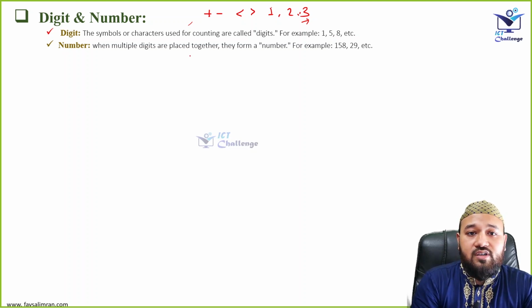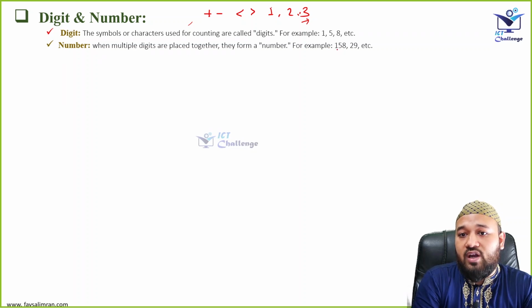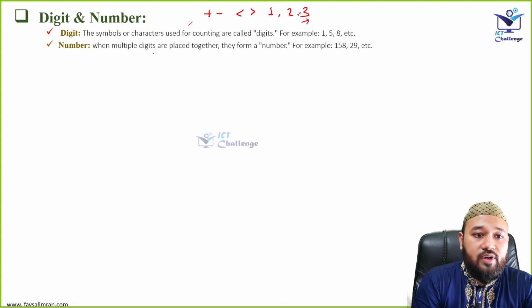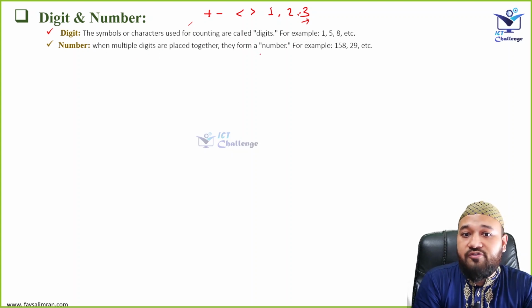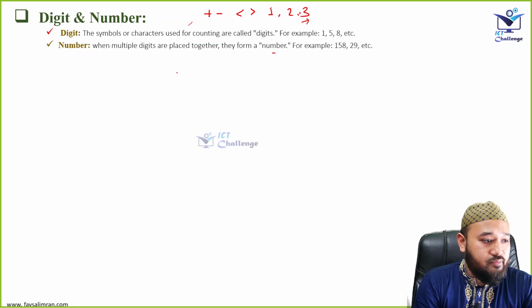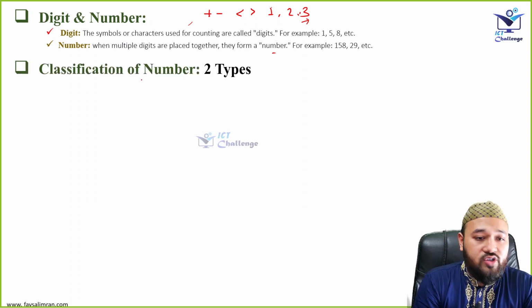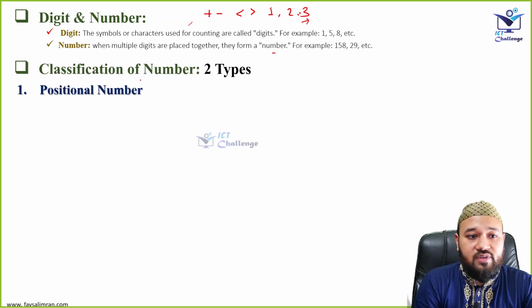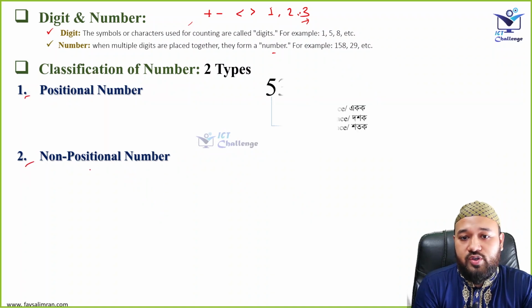So what is a number? When multiple digits are placed together, right? That means 158, if we remove those commas, then we call it 158. That is a number. When multiple digits are placed together, they form a number. Okay, then classification of numbers. There are 2 types of number available here. One of them is positional and another one is the non-positional number.